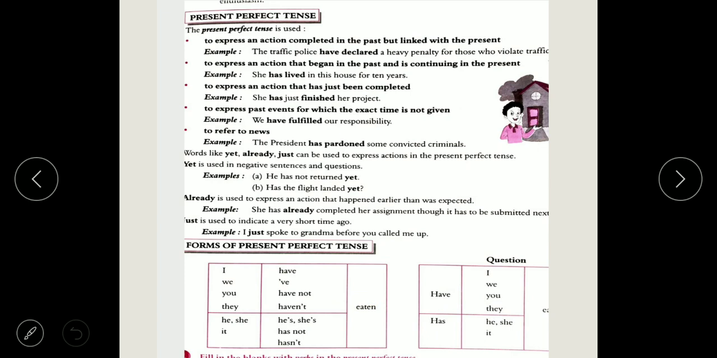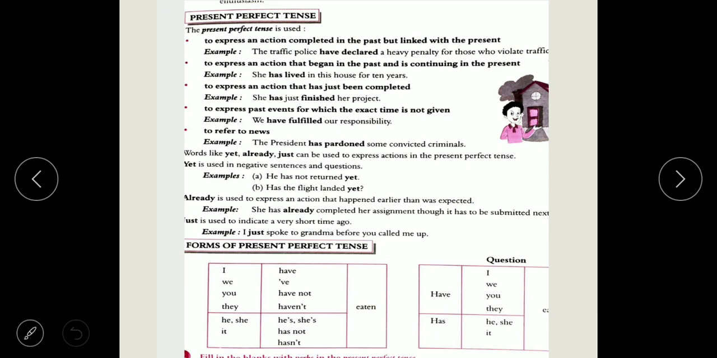To express an action that began in the past and is continuing in the present, like: she has lived in this house for 10 years. She still lives in that house. To express an action that has just been completed: she has just finished her project.